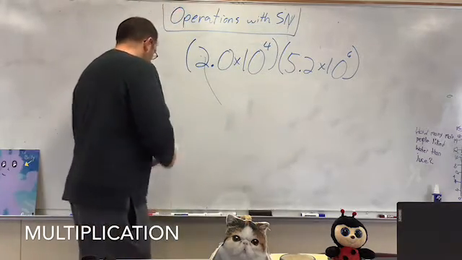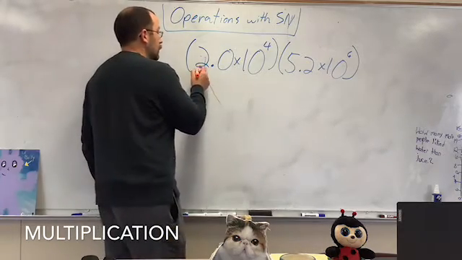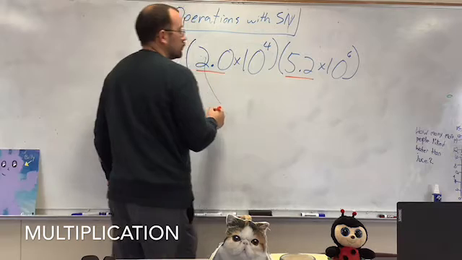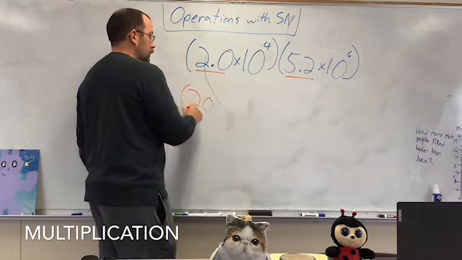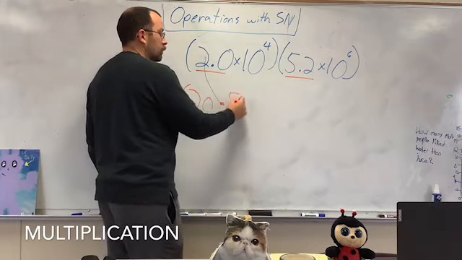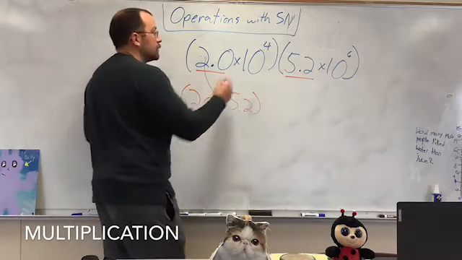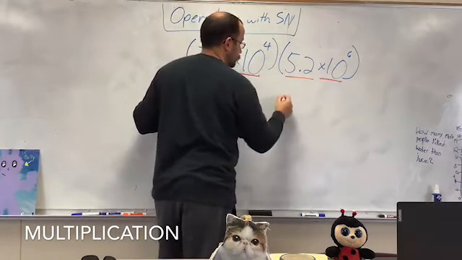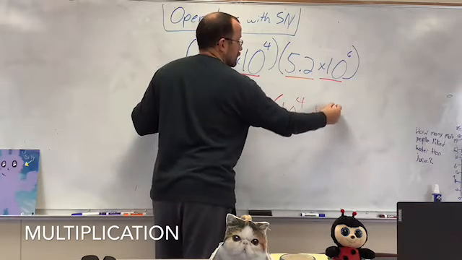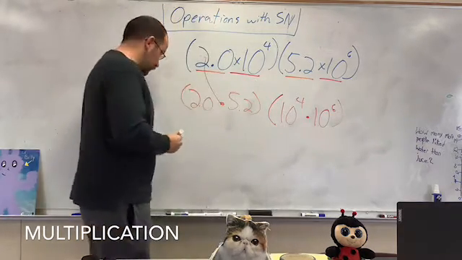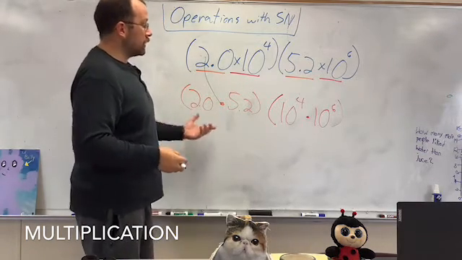So the best way to do this is to break it into two separate problems. So I take just the rational numbers, so 2.0 times 5.2. Then I take the times tens, so 10 to the fourth times 10 to the sixth. So I'm just breaking it into two separate parts. So now I multiply them in two separate parts.